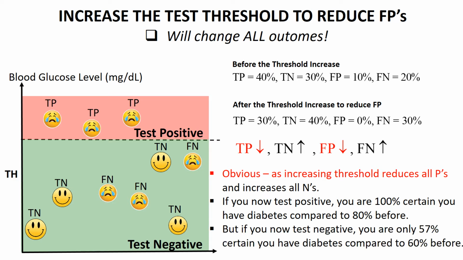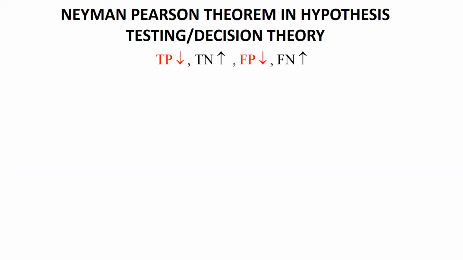If you test negative, you're only 57% certain compared to 60% before. So actually it's not too bad given this particular example. Unfortunately, as you reduce the false positives, you also reduce the true positives. Now what we'd like to do is to reduce the false positives, but not reduce the true positives. And there is a theorem, the Neyman-Pearson theorem, in hypothesis testing that allows us to do this.